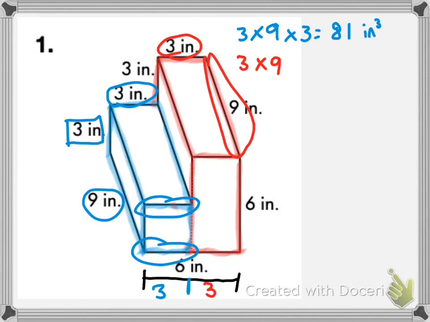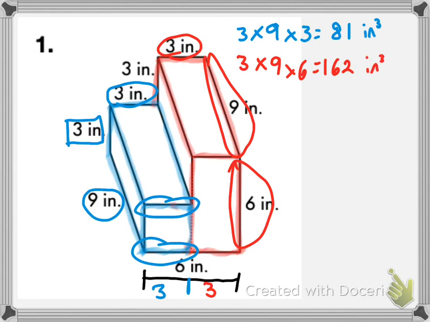And then, how high is it? Now, this red one is taller than the blue one, so it's not going to be 3. It's going to be something else. And if you look at the front here, it says the height is 6. Okay, so 6 inches high. So 3 times 9 times 6 will be our volume for the red one. And we have 162 inches cubed.